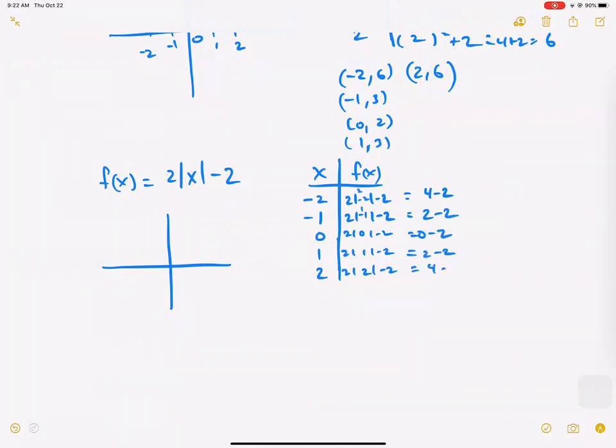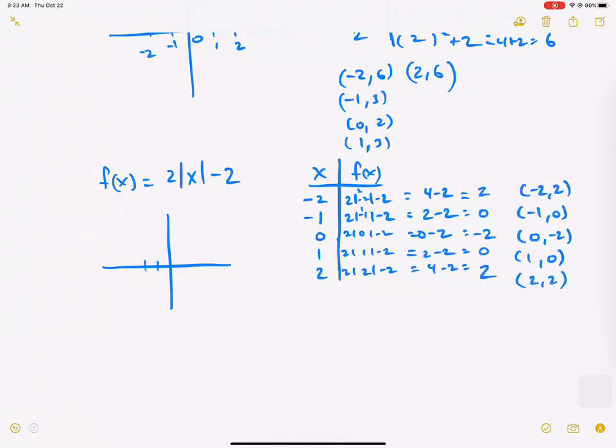And 4 minus 2. In absolute values, if we know where the center is, we know we're going to repeat. 4 minus 2 is 2. 2 minus 2 is 0. 0 minus 2 is negative 2. 2 minus 2 is 0. And 4 minus 2 is 2. And now we can write this as ordered pairs, just as we're practicing this, so we're not confused about it. And these are the 5 points. We have 5 points here, right? And we can graph those on the graph over here.